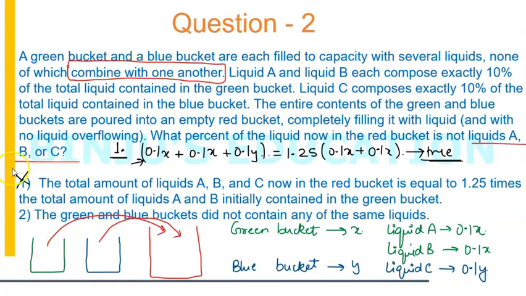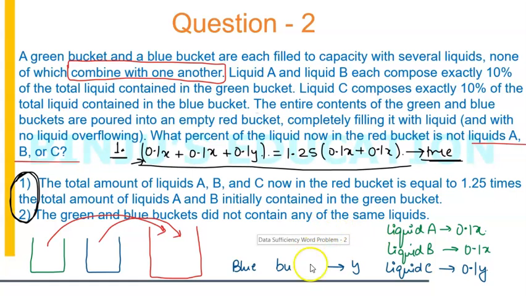But if I combine 1 and 2, now there is no more assumption. Now this equation that we have formed will be true. And from here you can figure out the value of x and y. And once you have the value of x and y, then you can definitely figure out your answer. So let's see. What I'm going to do is rub this portion so that I can do my calculations.